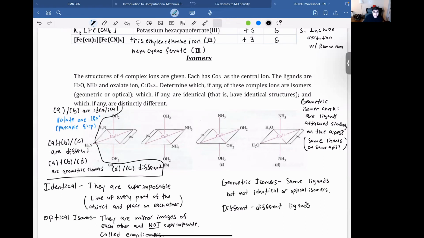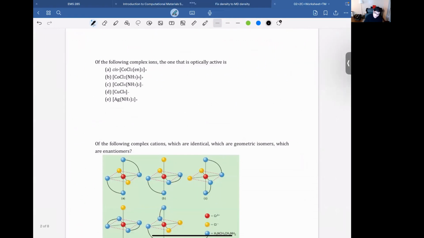All right. So that is it for this problem, and we are going to use the same check in future problems as well. Now, if you want to check for optical activity in an isomer, there's a few things you can check. So the first thing is that only a tetrahedral or an octahedral complex can be optically active or be chiral.